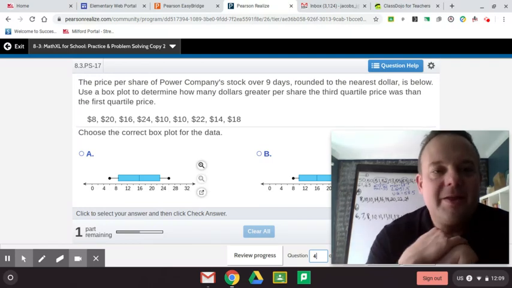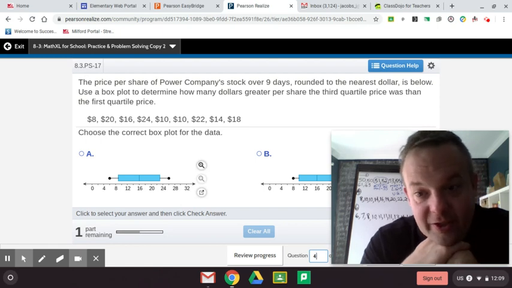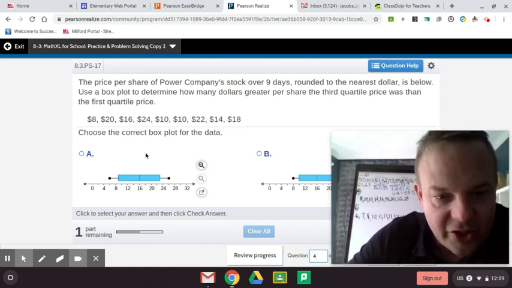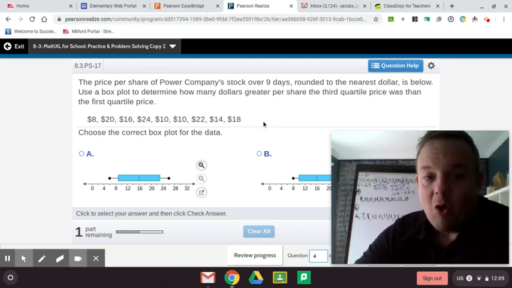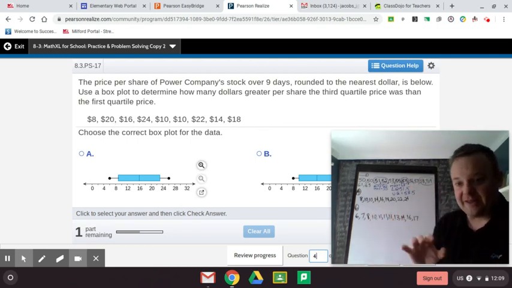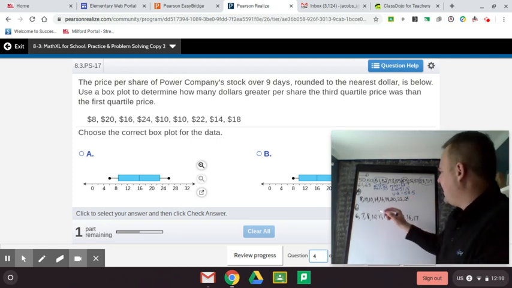So, the price per share of power company stock over 9 days, rounded to the nearest dollar, is below. Use a box plot to determine how many dollars greater per share the third quartile price is than the first quartile price. Kind of like interquartile range. All right, first thing you need to do, you might want to pause this video and put your numbers in order from least to greatest. Once you've put the numbers in order from least to greatest, as I did here, you want to find the 5 boundary values. All right, I'm going to find the 5 boundary values now.